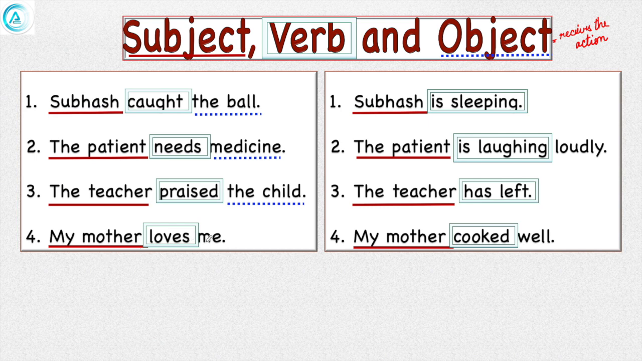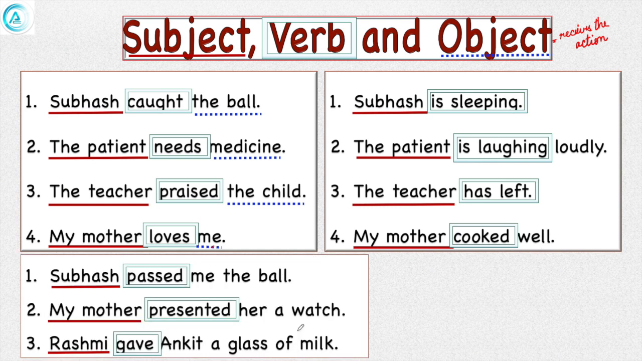My mother loves me, so I am the person who is receiving the action. But if we say my mother cooked well, then although the verb is there, there is no object to receive any action. Now friends, I have shown you these sentences to show that in one sentence there can be two objects also. The first is the direct object and the other one is the indirect object.